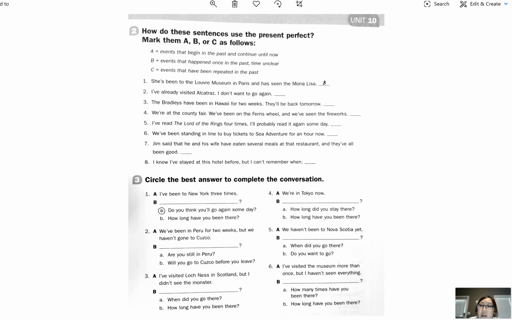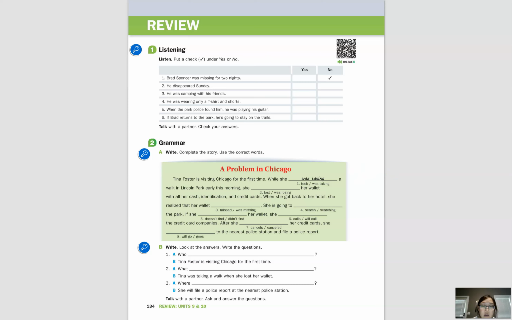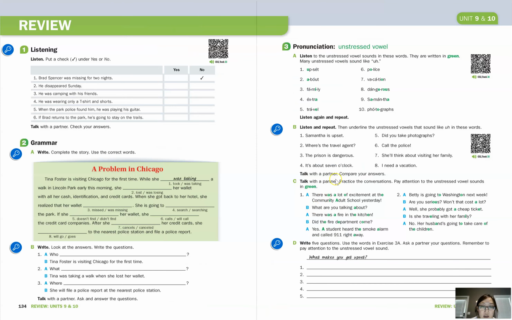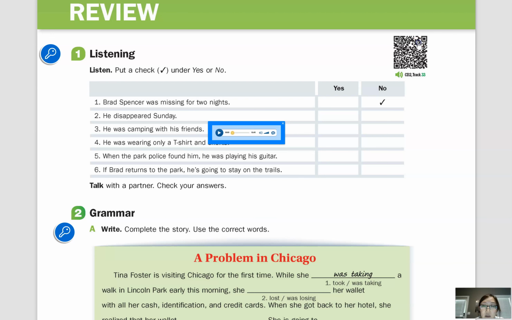Okay, so now we are going to look at the next page in our student's book. This is the review, so we are in the last stretch. This is a review of units 9 and 10. So let's look at page 134. Exercise 1 is a listening activity. So let's listen and complete the chart, and also take other notes as best as you can. Let me zoom in and play the audio.